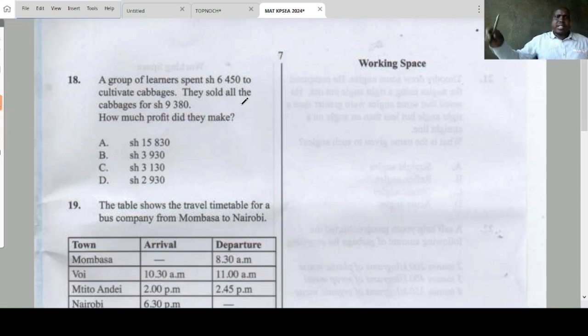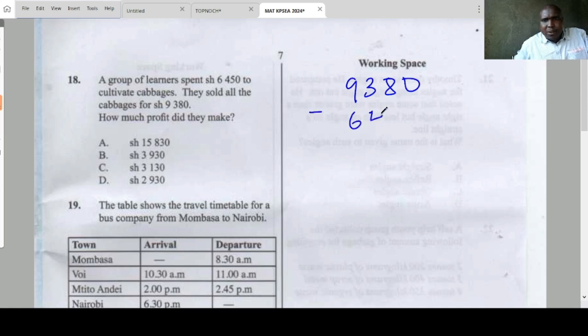A group of learners spent this to cultivate cabbage. They sold all the cabbages for Kenya shillings 9,380. How much profit did they make? So if they spent 6,450 and they sold 9,380, we subtract to get the profit. 0, 3, 13 minus this is 9. 8, we borrowed 1 here, we have 8 minus 6 is 2. So the profit will be 2,930.